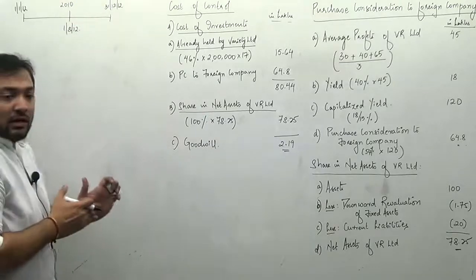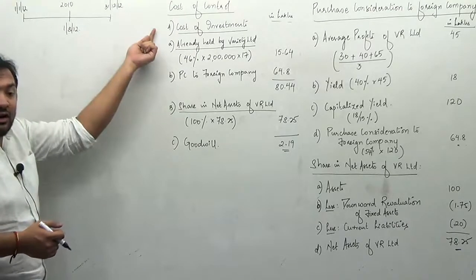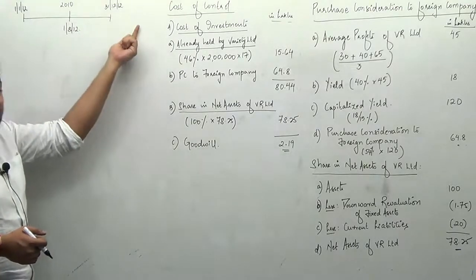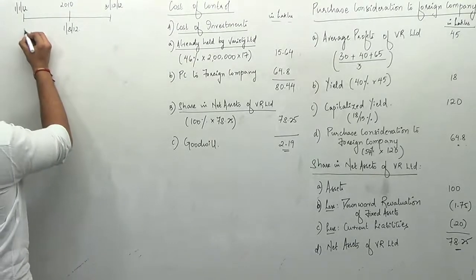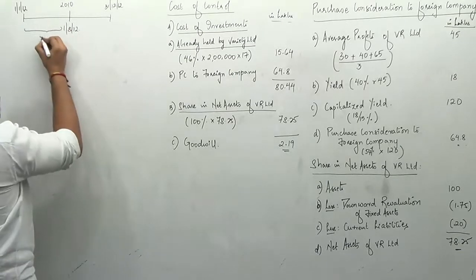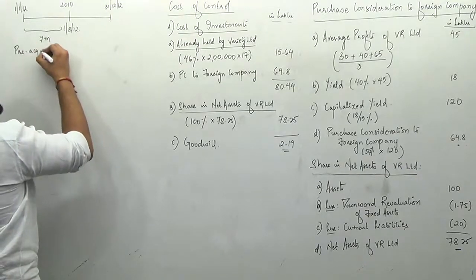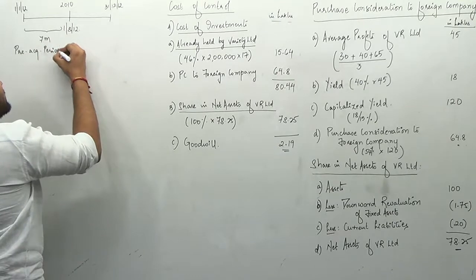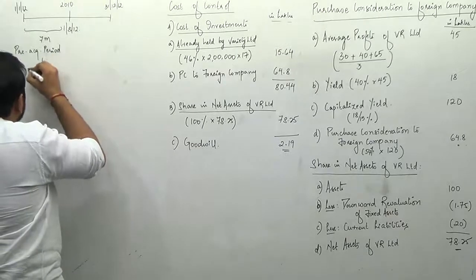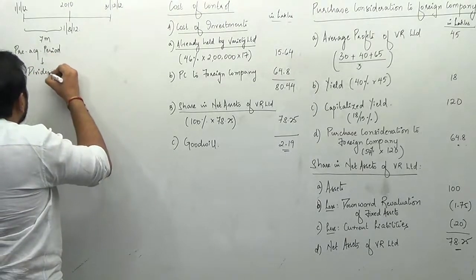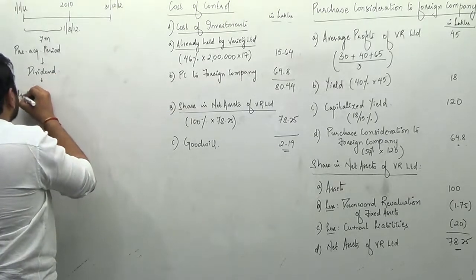Now, let's talk about this. If he purchased on 1st August, he receives a full year dividend towards the end of the year. Now, the full year dividend which you receive towards the end of the year, I'll split it into two parts. Up to the date of acquisition, I have 7 months. This is called the pre-acquisition period, and the dividend during this period is called pre-acquisition dividend. So whatever dividend I got for the pre-acquisition period, pre-acquisition dividend should be deducted from cost of investment.